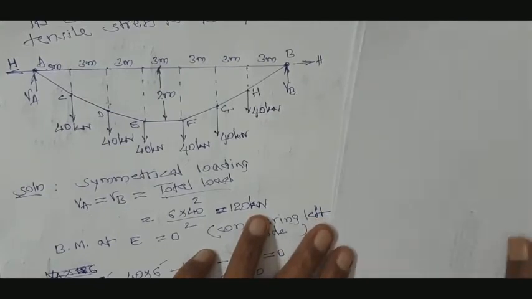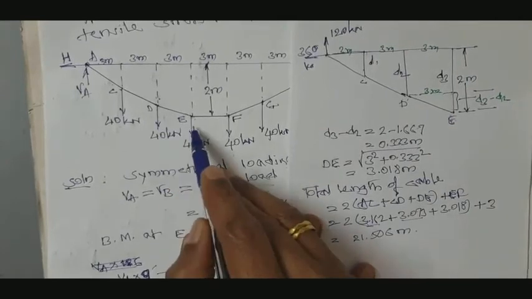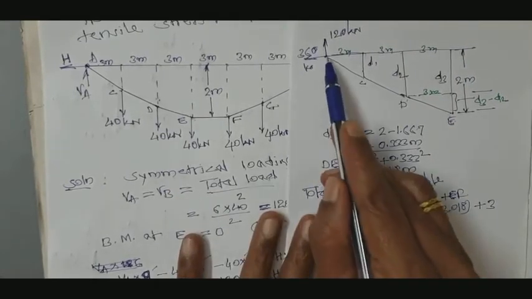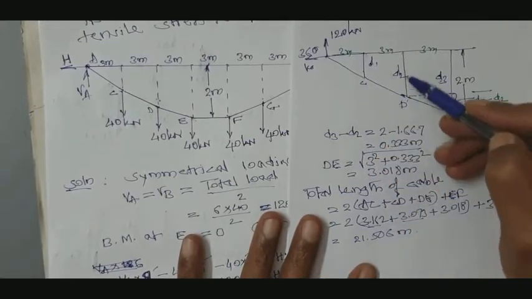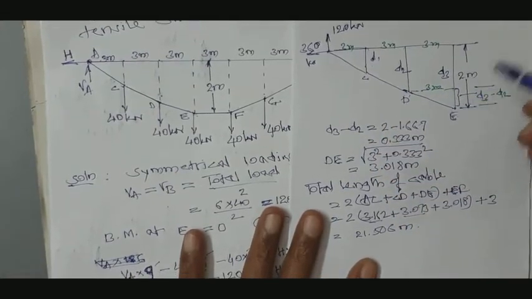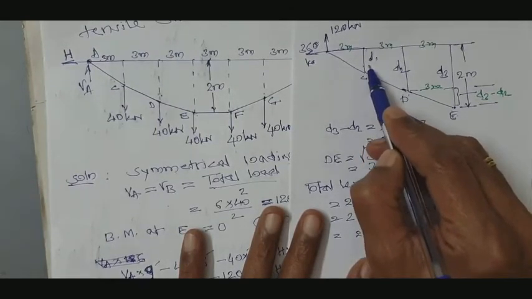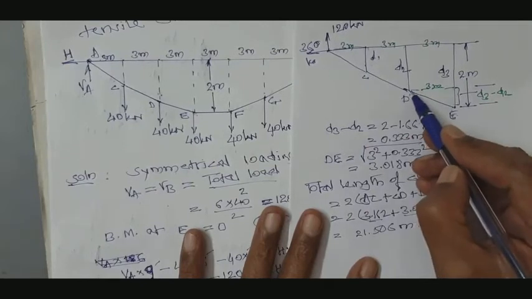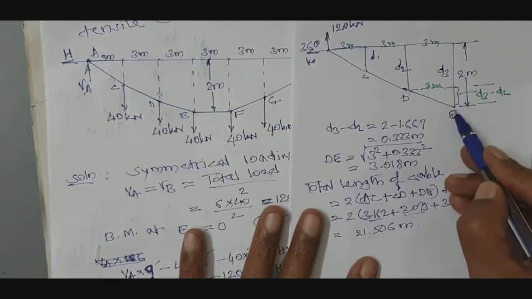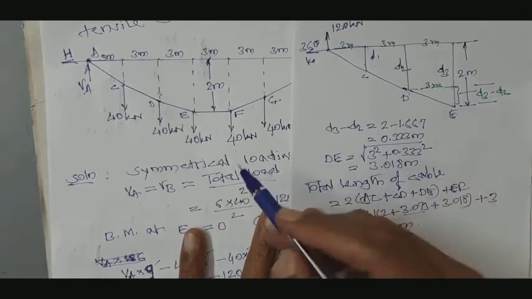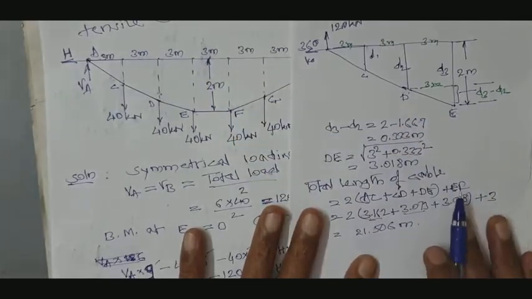How to calculate the DE length? See, now we have AC, CD, DE. This we have calculated as D1, this we have calculated as D2, this is D3. So how did we calculate D1 and D2? By writing the bending moment at C and equating to 0, we calculated D1. Similarly, writing the bending moment at D and equating to 0, you got D2. Similarly at E, we can write the bending moment at E equals 0, but that is not required here because the dip is given as 2 meter. See, this 2 meter is given to you.